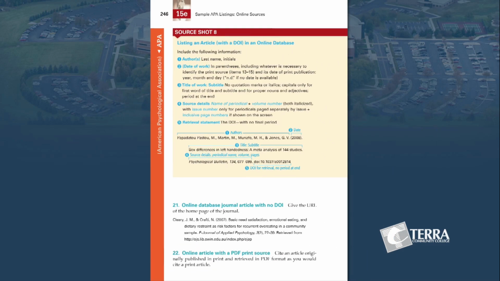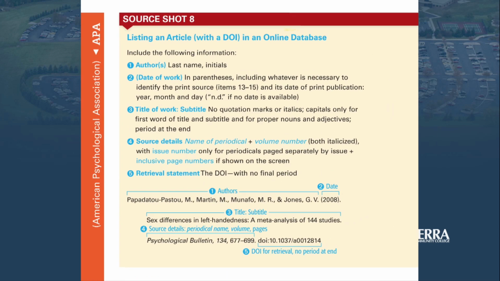Next, we have Source Shot 8, which lists an article in an online database. Once again, things are set up the same way. You're going to put your author's last name, then the date of the work, in this case in parentheses. Number 3 listed here is the title of the work. No quotations or italicized marks for these, because it is just a title, possibly of a web page.